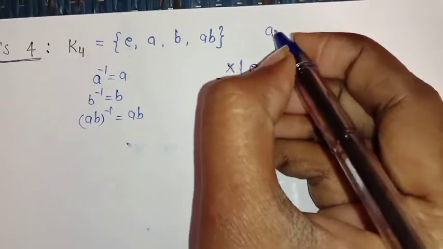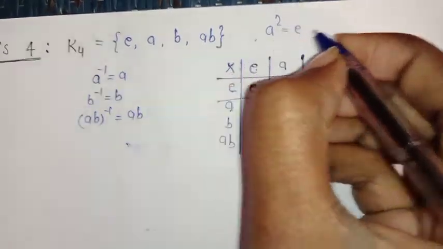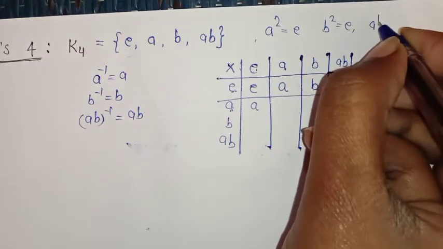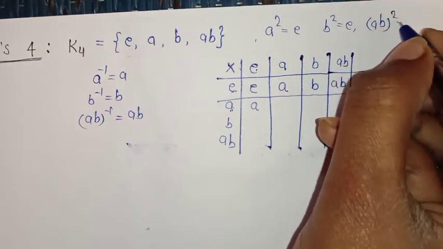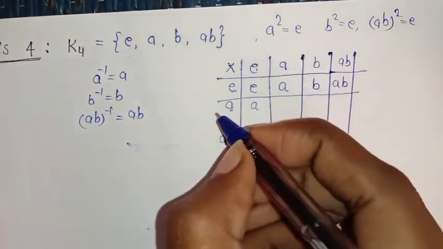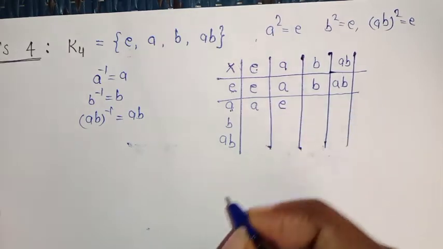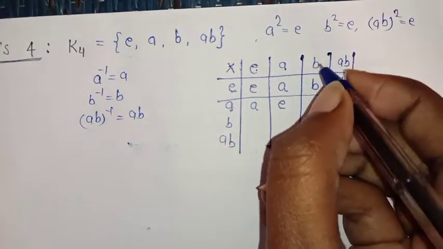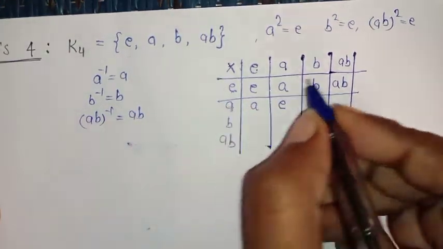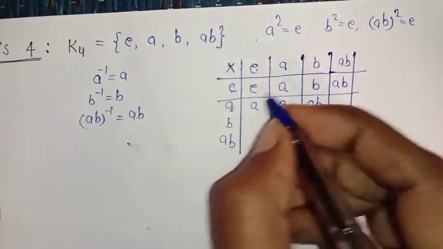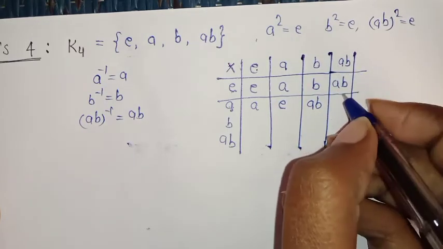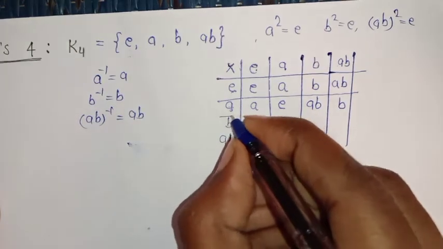So A square is equal to identity. You just note it. B square is equal to identity. And AB raised to power 2 is equal to identity. So if we multiply A by A, it becomes A square, which gives me identity. A multiplied by B gives me AB. A multiplied by AB becomes A square B. A square becomes identity, and when identity is multiplied by B, it gives me B. So we are getting simply B here.